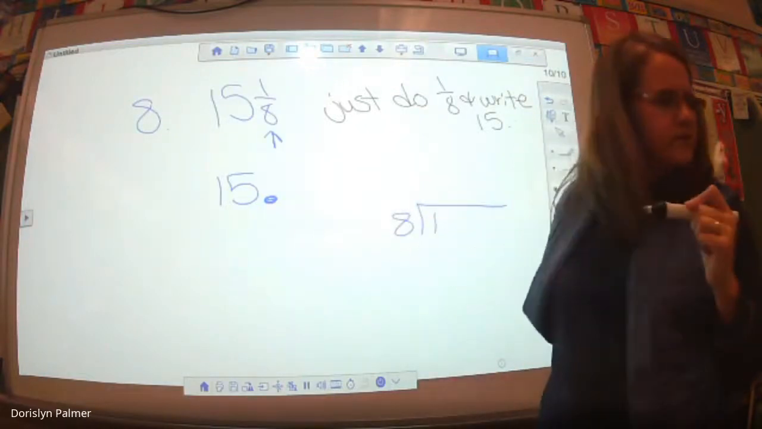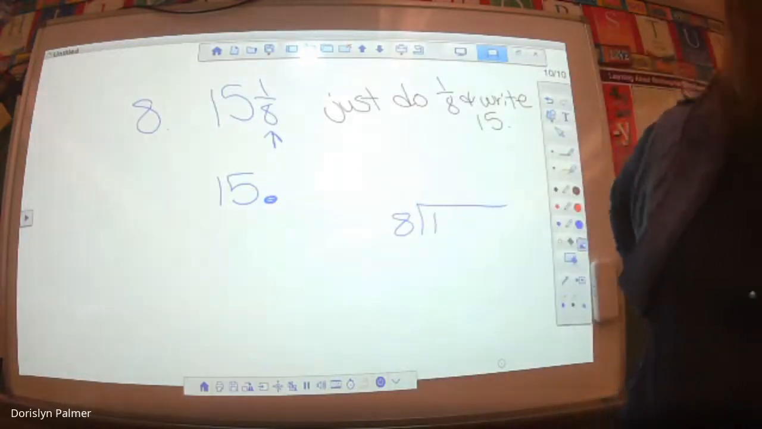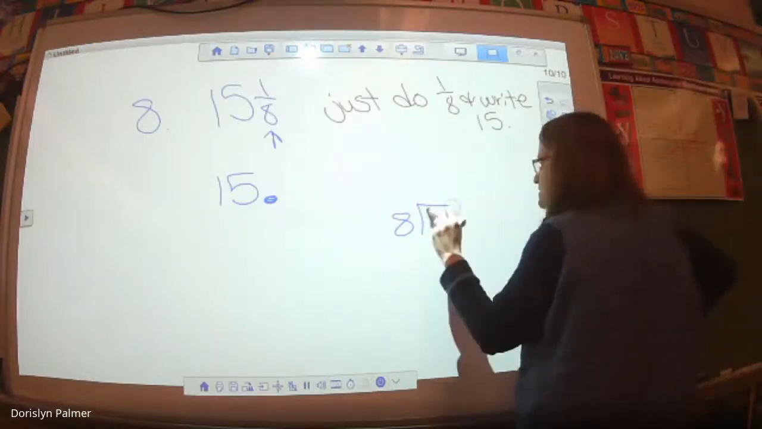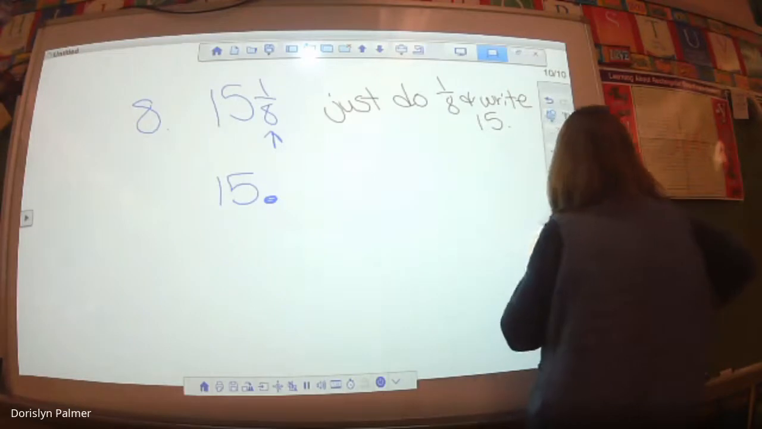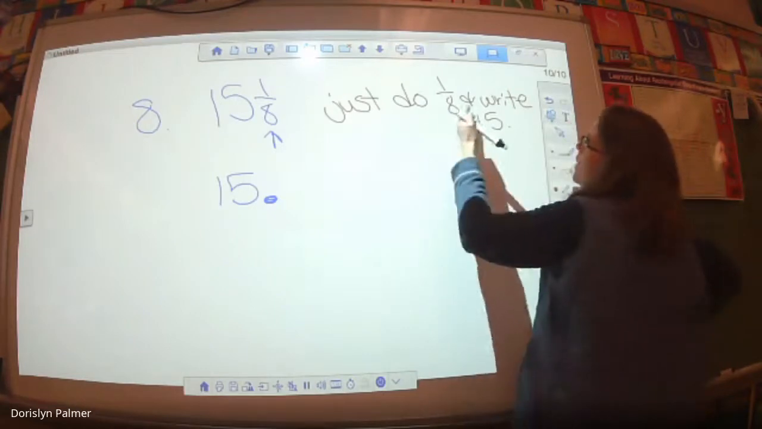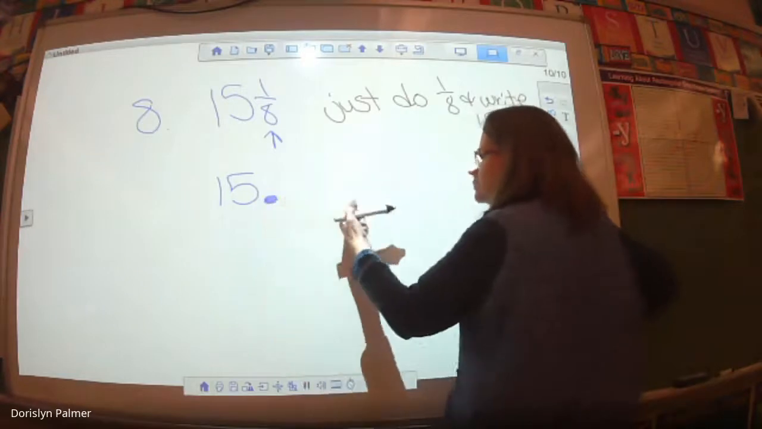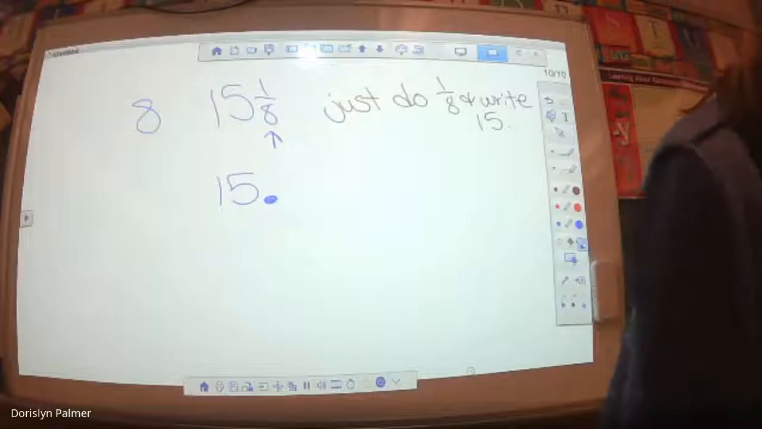Did we already do 1 divided by 8? Oh, yeah. We already did it. You already have it in the chart. You don't have to reinvent the wheel. If you already did it, you don't have to do it again. All right. So we're just going to do the 1/8 part and we're going to write 15 point. Cassie, what's the decimal part? That's what I meant by doing the 100. Oh, okay. That's the same thing.